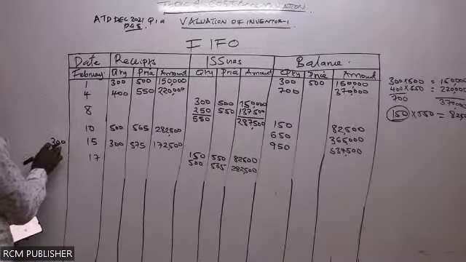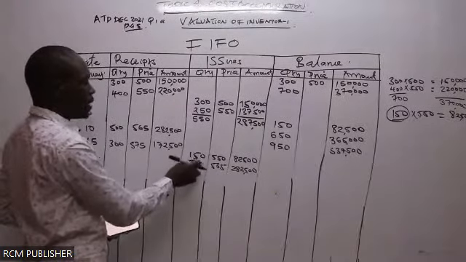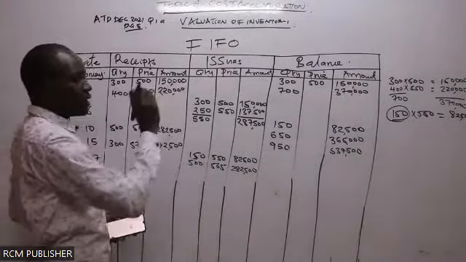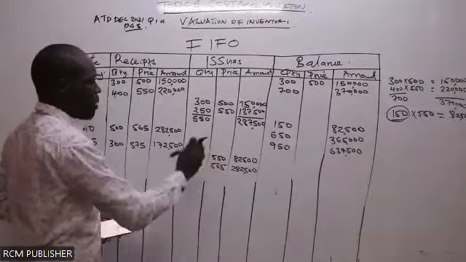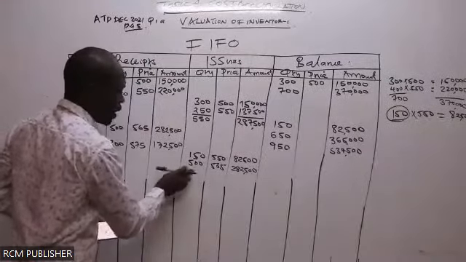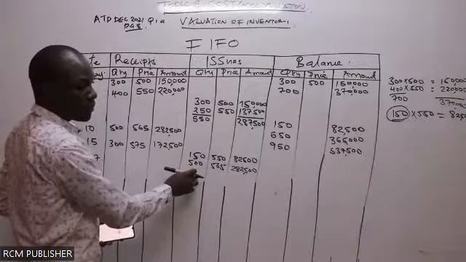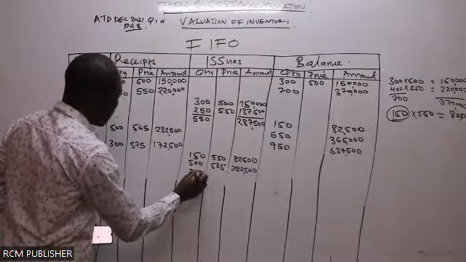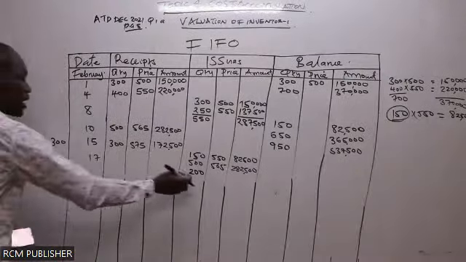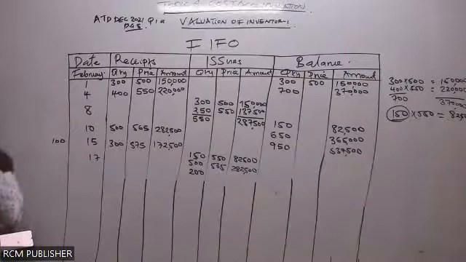I'm remaining with this 300. But remember, my total is 850. This one here just gives me 650. So I need to top up to get the actual amount of 850. So what am I going to add here to make it 850? 200. So I need to get 200. Where will this 200 come from? This 200 is now taken away from the 300 units that are here. So it means the balance is 100 units.